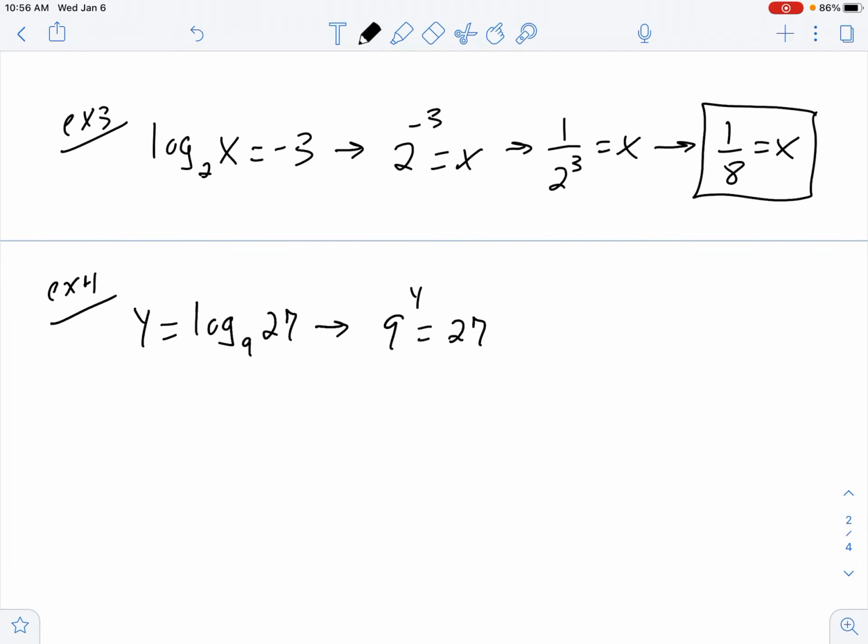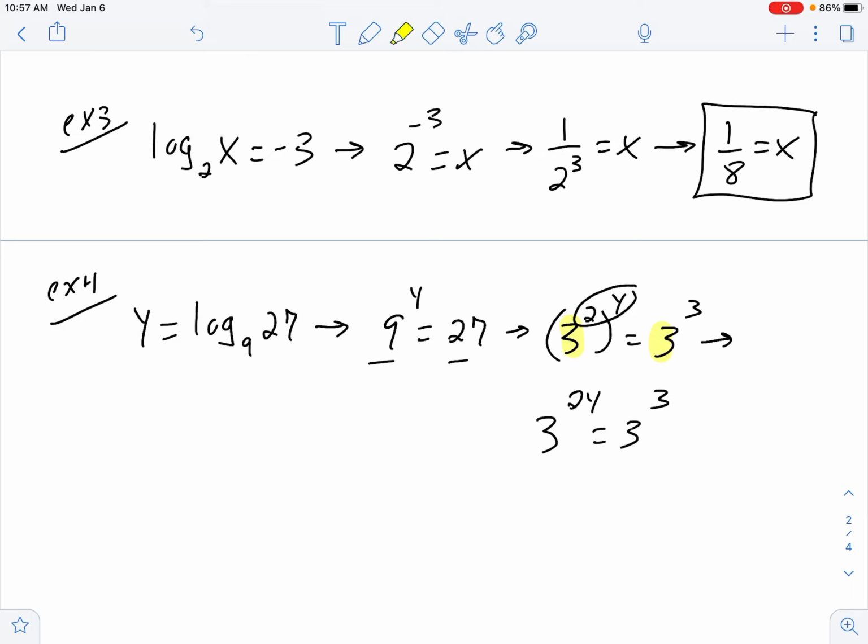But maybe you notice that I can rewrite these two. I can say that 9 is 3 squared, and 27 is 3 to the 3rd. Now what did I do? Now I have the same base. So this is 3 to the 2y is equal to 3 to the 3rd, because by properties of exponents, you would multiply those.